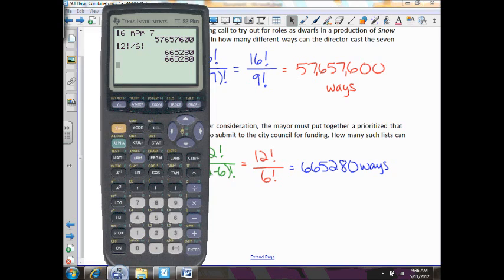Now again, to use your calculator using a different method, 12, put on nPr 6, you get the same number, 665,280.